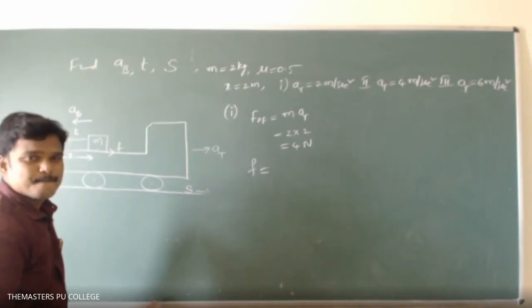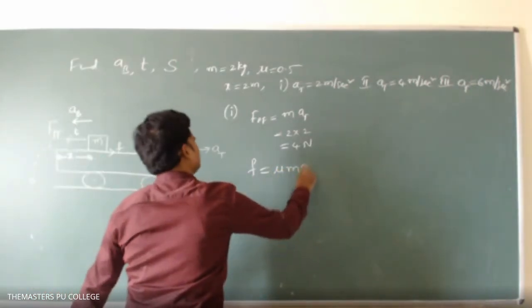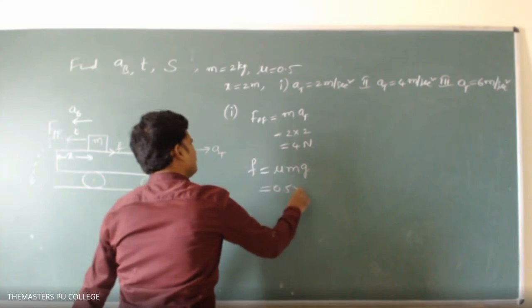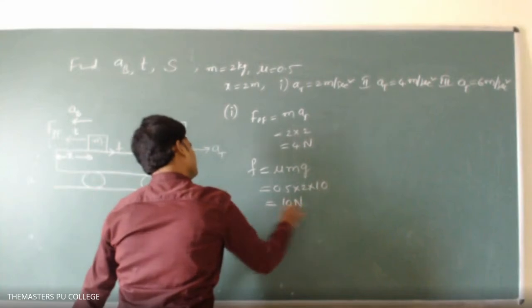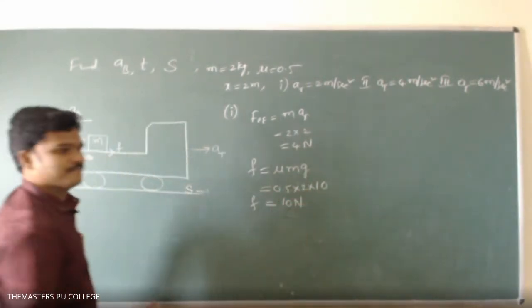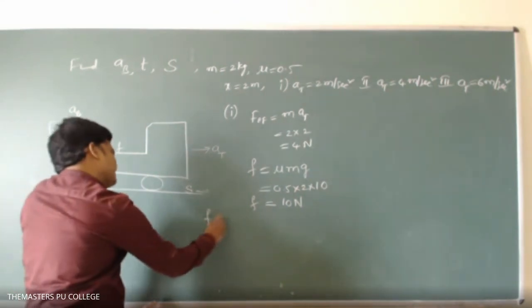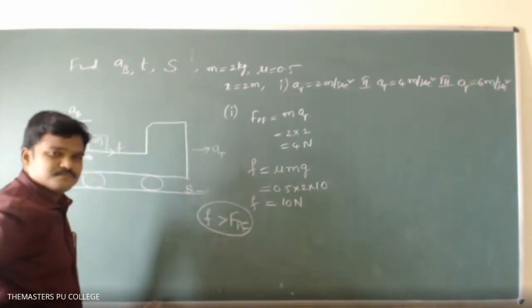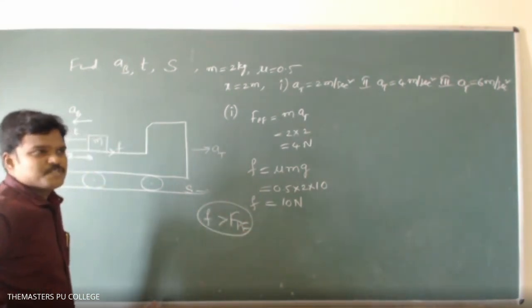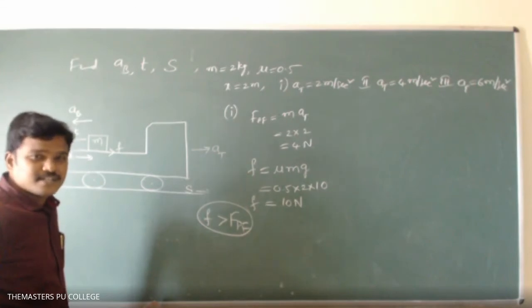4 Newton. Yes, sir. Verify the frictional force between the block and surface. That is mu mg. Mu is 0.5, g is 10. How much are you getting? That means what? Which is greater? Frictional force is greater than pseudo force. That means the block will not move. Frictional force between block and surface is greater than pseudo force.